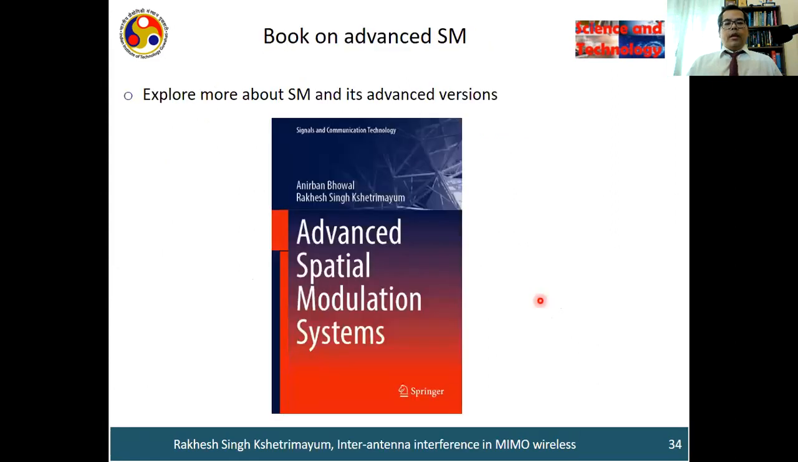So the data transfer rate improves. If you are interested in spatial modulation and its advanced versions, we have one recent book published in 2021 with my former PhD student, Dr. Anival Bowell, who is a postdoctoral fellow at INRS AMT, Montreal, Canada. It is published by Springer, Singapore.